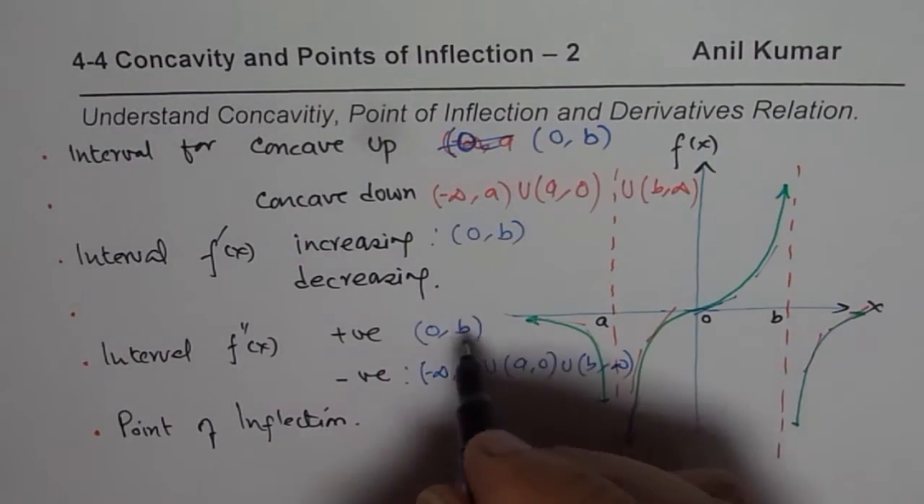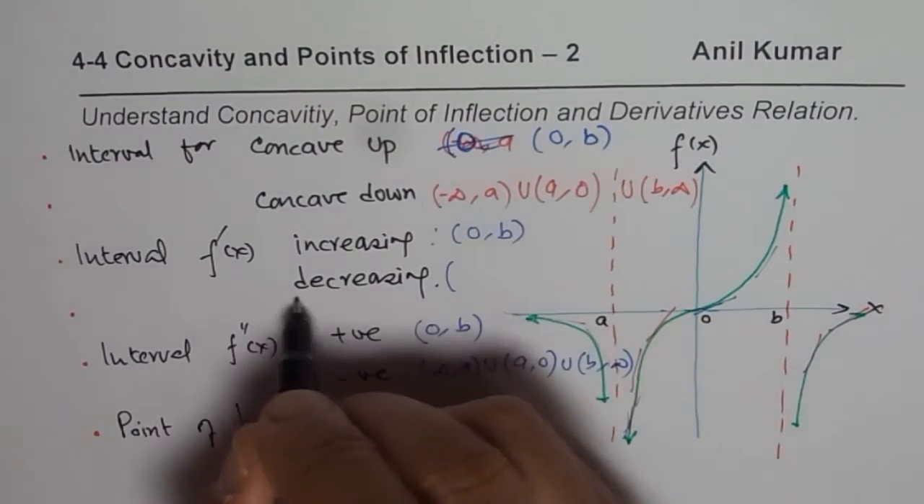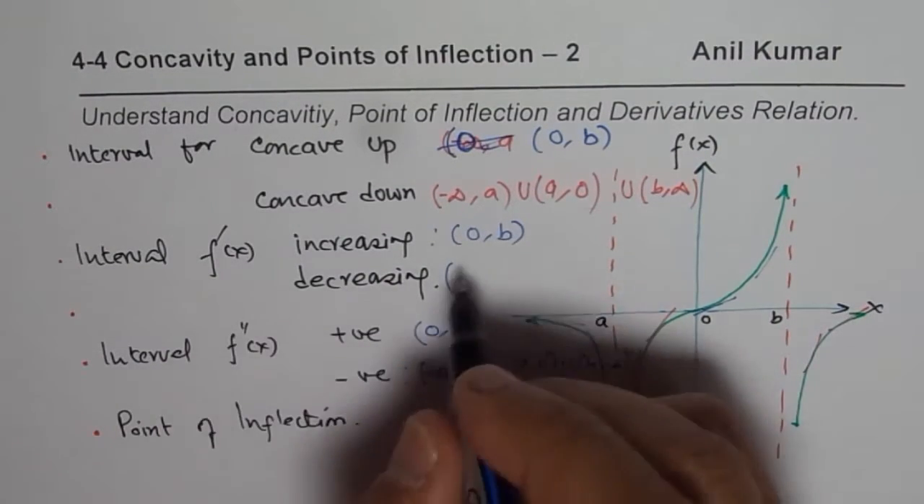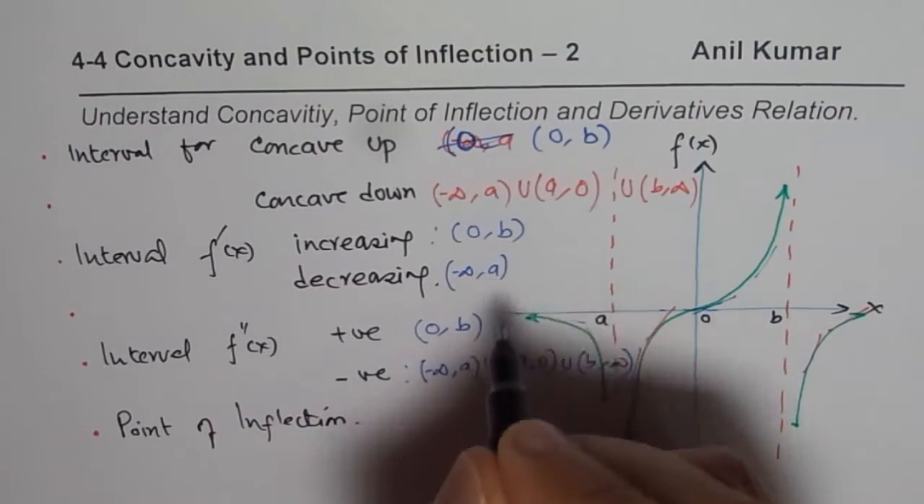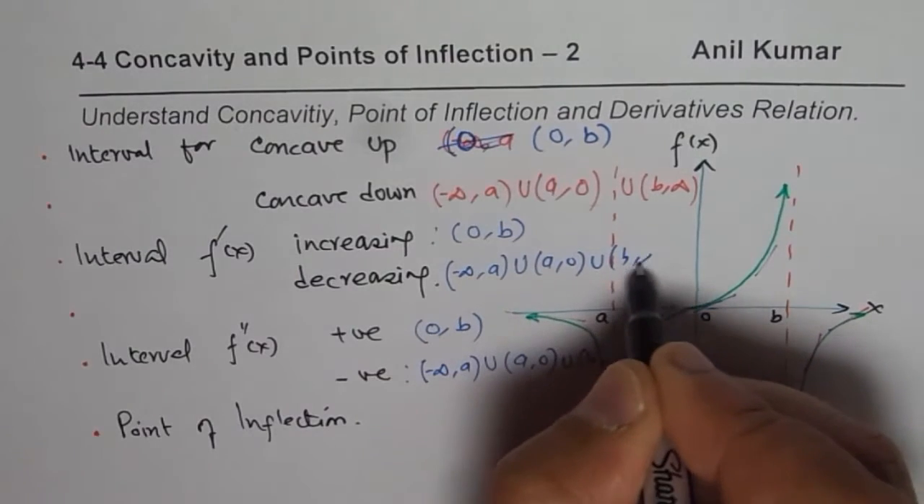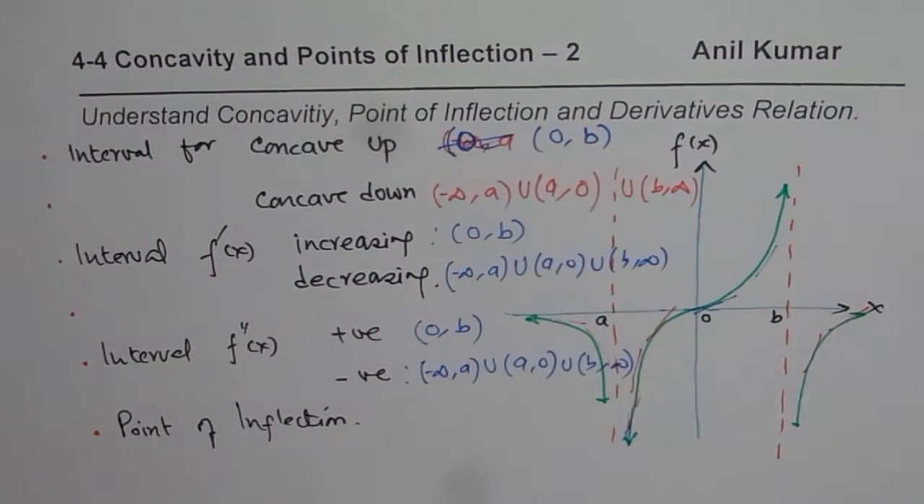As far as decreasing is concerned, that is when it is concave down. So these three intervals are where the first derivative is decreasing: minus infinity to a, union a to 0, union b to infinity. You get the idea. That is how all these things are related, correct?